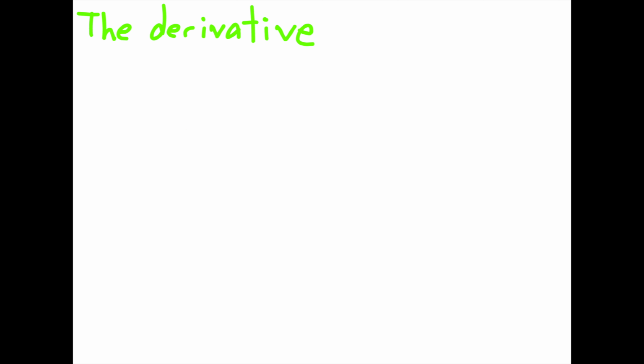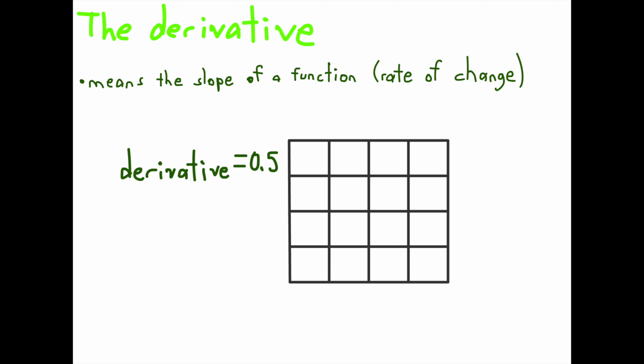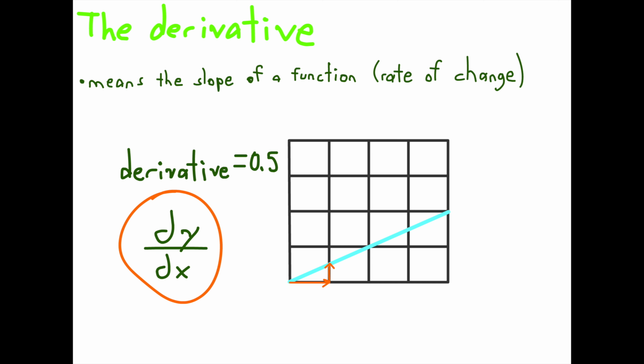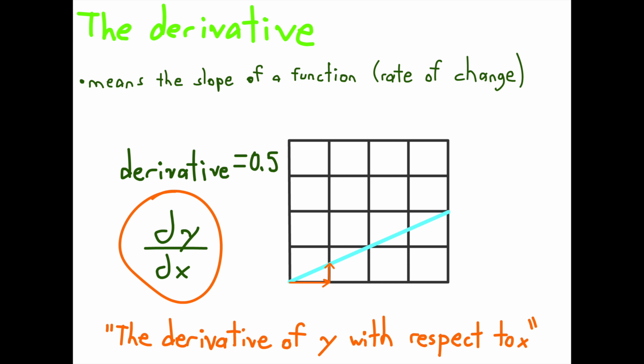First, a derivative. It's essentially a fancy word for the slope of a graph, or the rate of change. If the rate of change is 0.5, for example, you know that for every unit you move in the x direction, you move 0.5 units in the y direction. We write the derivative like this, meaning the derivative of y with respect to x, which can be a little confusing because it's not actually division. Don't worry about it too much. You just need to know that this means the derivative of the top thing with respect to the bottom thing.